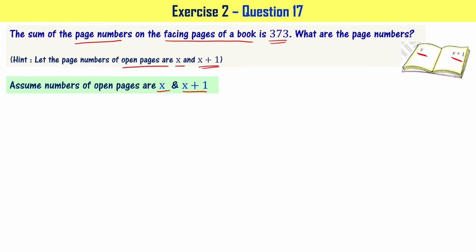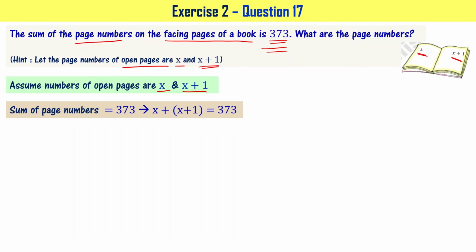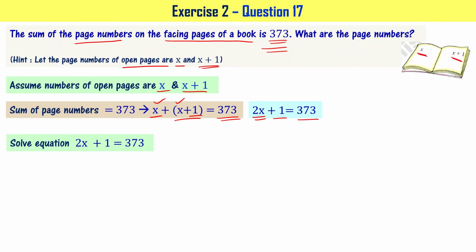Their sum is 373. It means x plus x plus 1 equal to 373. Let me rearrange this equation such that I can write it as x plus x equal to 2x and plus 1 is written as is equal to 373. 2x plus 1 equal to 373 is a linear equation in one variable, right? We know how to solve this. Let's solve this to obtain the values of the page numbers.